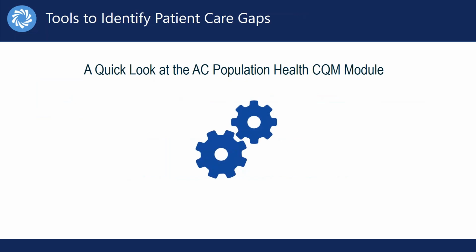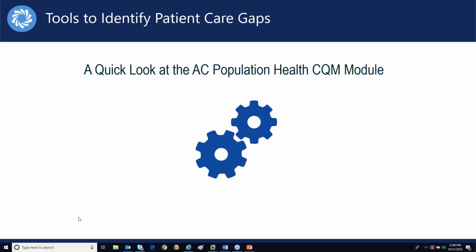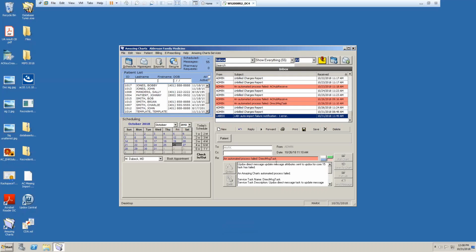So we're going to look at our population health CQM module and show you how we do it in AC. So I'm going to flip and show you my screen here. Give me a sec. There we go. You should all be seeing Amazing Charts right now. So this is the main screen of Amazing Charts. You are all familiar with this.